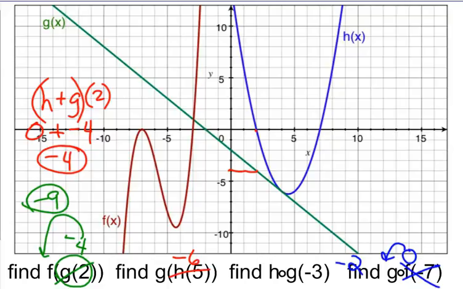All it is, is reading the graph, finding the values, and then doing whatever operation is in the middle. Okay? So those are really nice, easy questions. There's no work. You just look at the picture and write down your answer. Same thing.